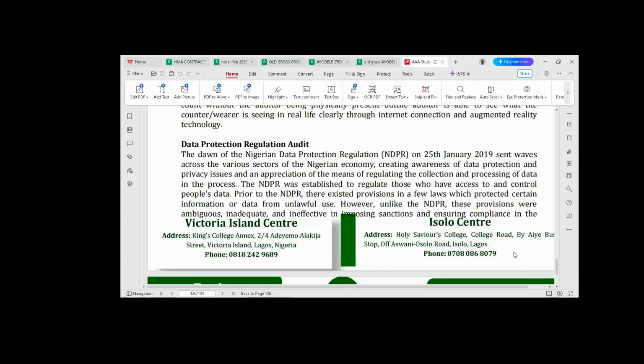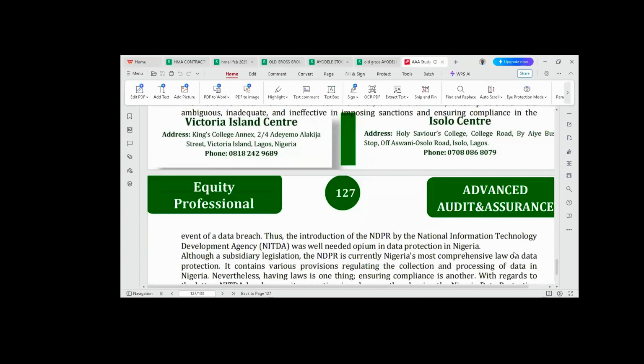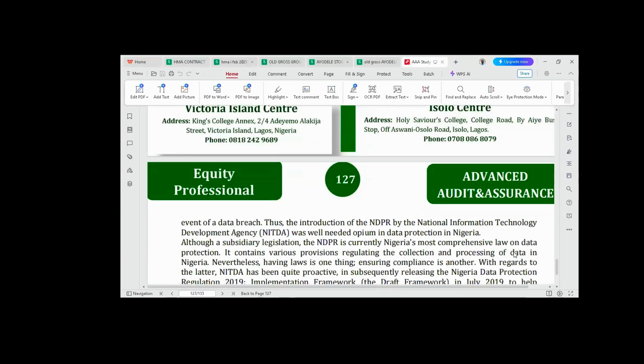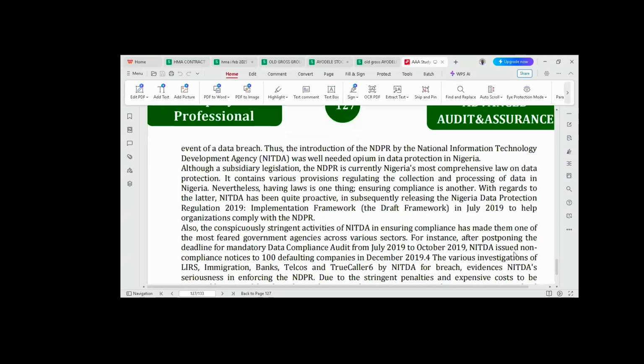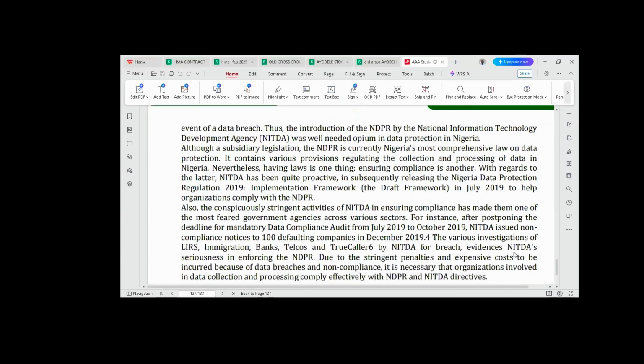As we speak, the level of compliance is still low, but I know that a day will come when there will be full enforcement of this regulation. Okay, so the Nigerian Data Protection Regulation is a law. It's a regulation that was introduced by the National Information Technology Development Agency, and what they are after is to protect the information or data of what? Of Nigerians.